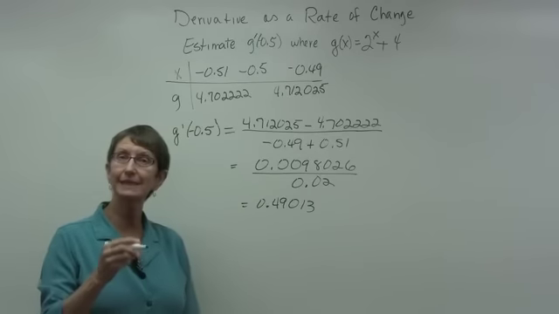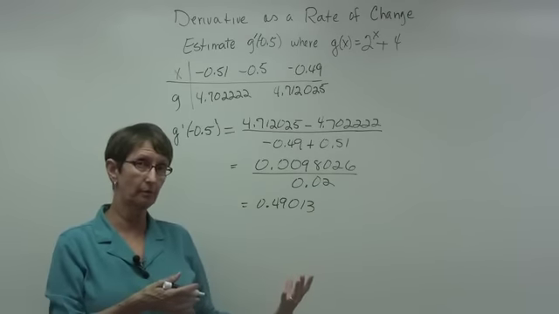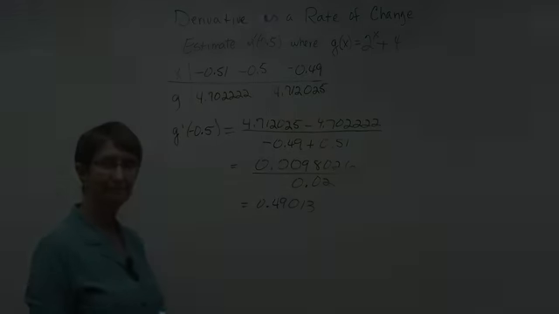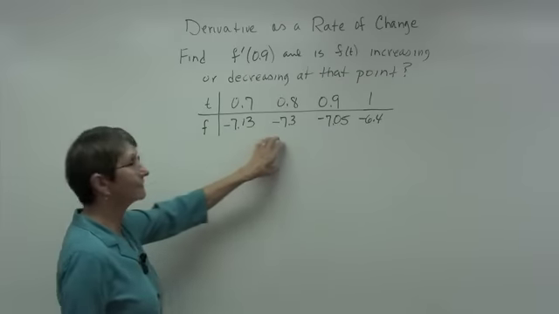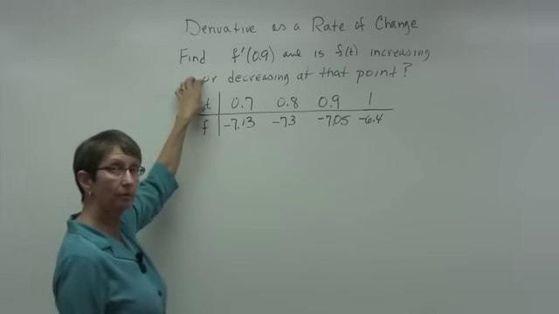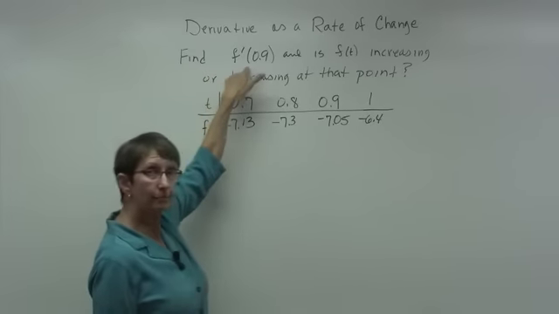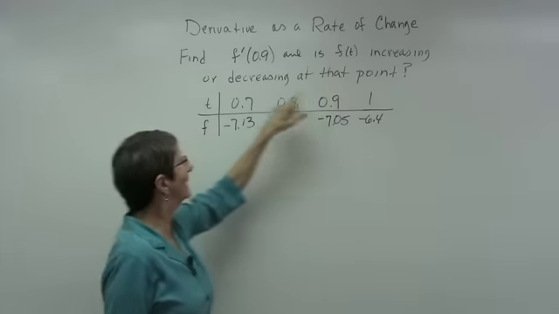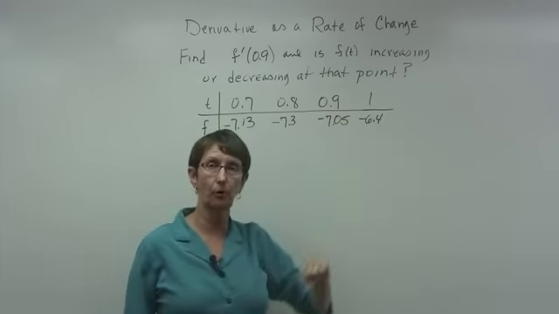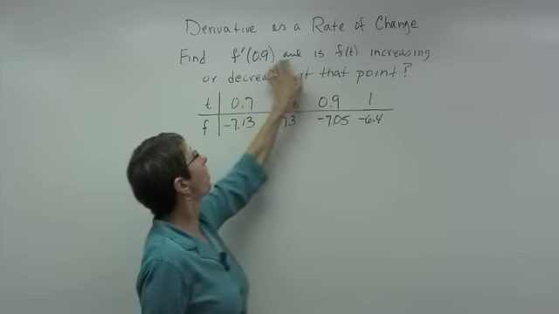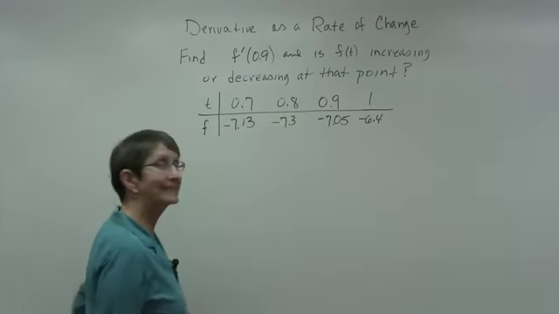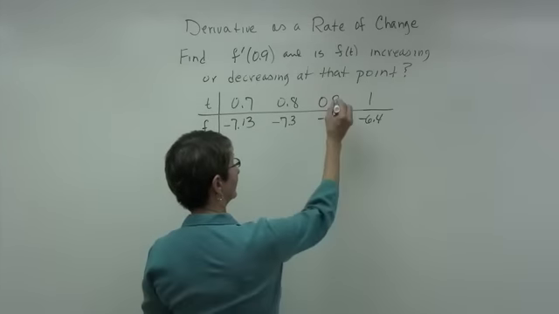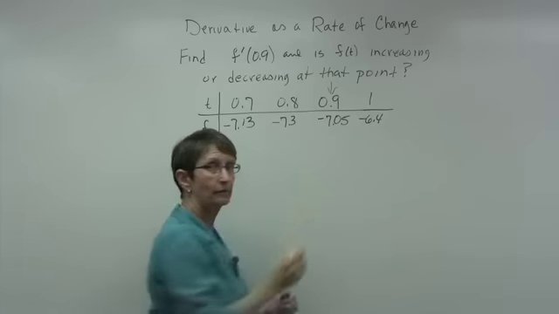Now let's look at another example where we just start off with a data table, but it will also ask an additional question. Here we have a data table already up here for this problem. Find f prime at 0.9, and is f of t increasing or decreasing at that point? So let's look at the first part of this, find f prime at 0.9. So my point of interest is here, 0.9. That's the point that I'm looking for.